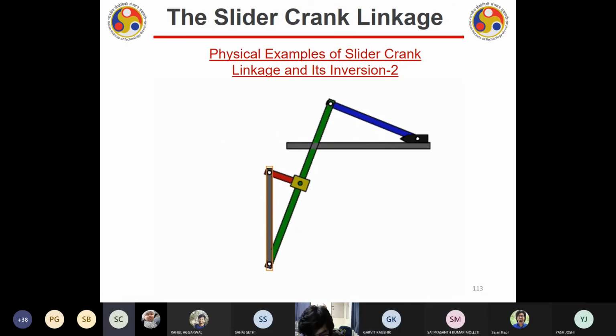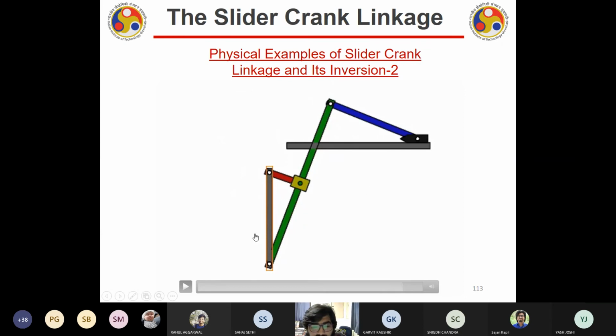Maybe from the dead point to dead point, sir, the theta. Very good. While returning from left, the theta is less, but the crank has to travel less. Very good. I got it. Who is this? Snigdh? Good observation. You are right.